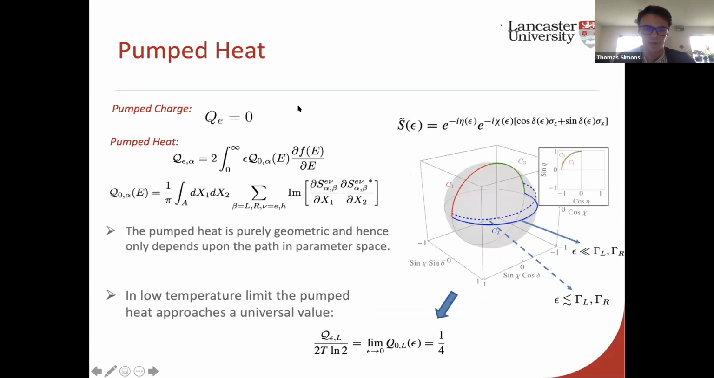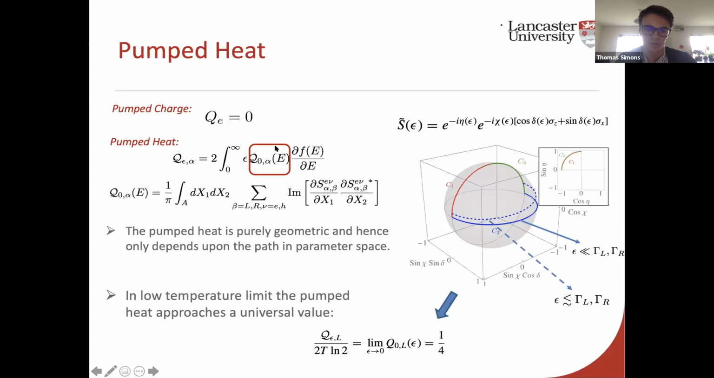So if we go ahead and do these calculations for the case of our braiding protocol, in the case where we have no temperature or chemical potential gradient between the external leads, we first find that the charge that's pumped between the external leads is exactly zero, and this is due to the particle-hole symmetry in the system. But we do find that we have a finite pumped heat current, which takes the form here.